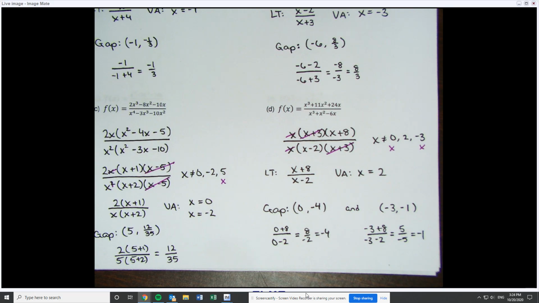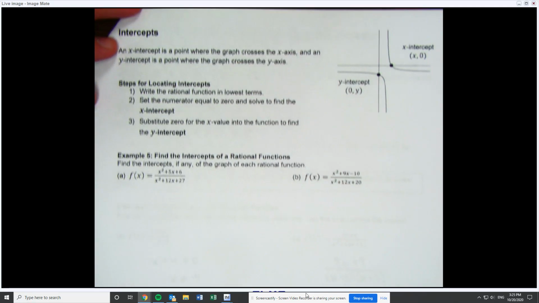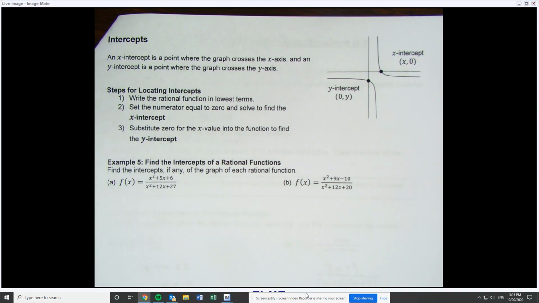And again, remember, not every single rational function will have a gap, but if they do, you now know how to find it. Okie doke. So that's it for some of the new properties for you. I do have one more property to show you, but this one is something you should be kind of familiar with. Intercepts. So the intercepts of a rational function.